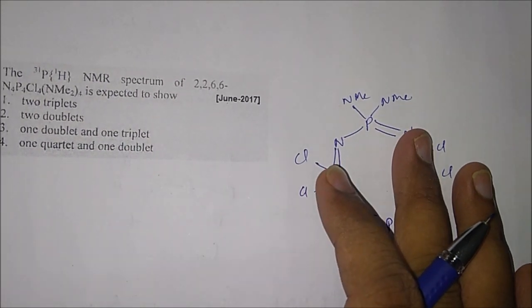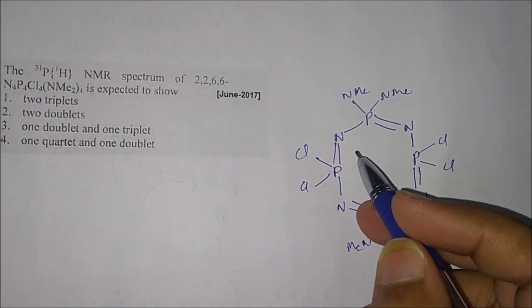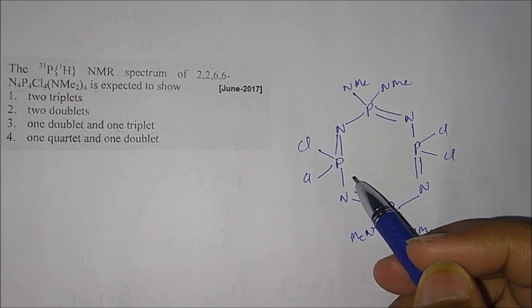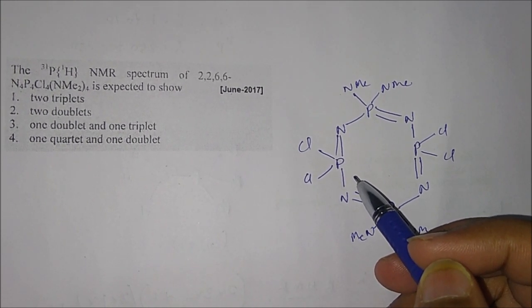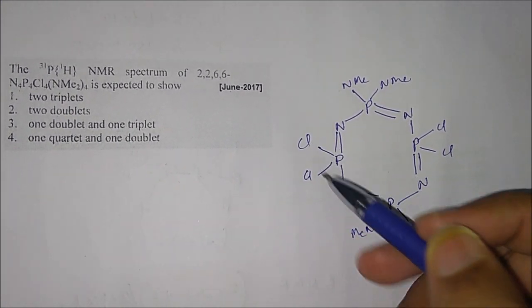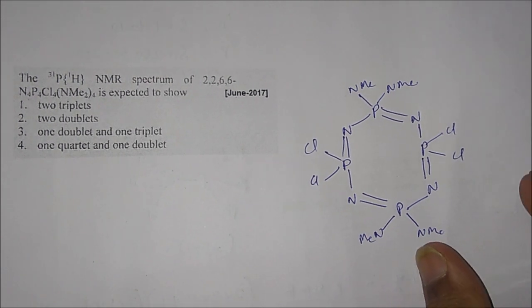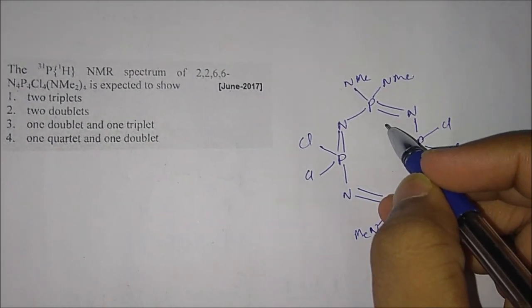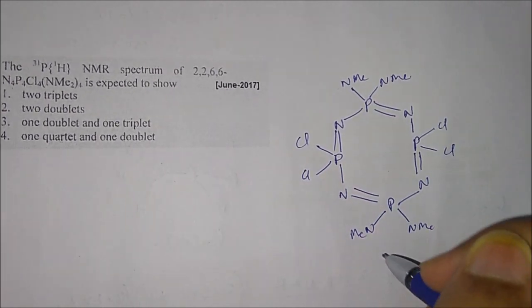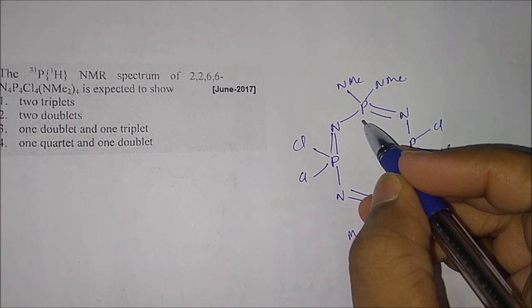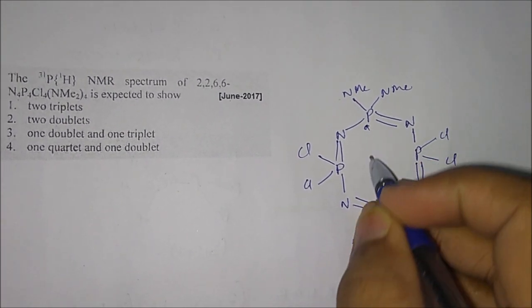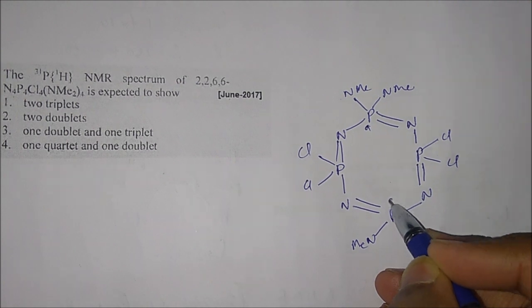Alright, so this will be the structure of the given compound 2266 N4P4Cl4 (NMe2) whole 4. Now they are asking you about the 31P NMR. What you have to see first is how many types of phosphorus are here. This phosphorus and this phosphorus are both the same, so both will show the same type of signal. So we can label it as A. I have labeled it as A.